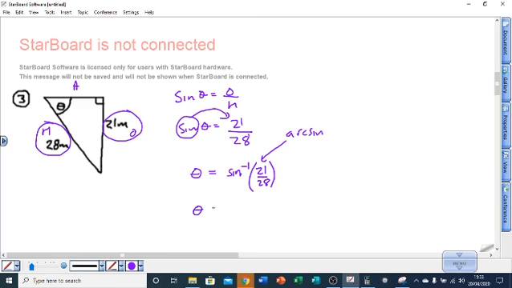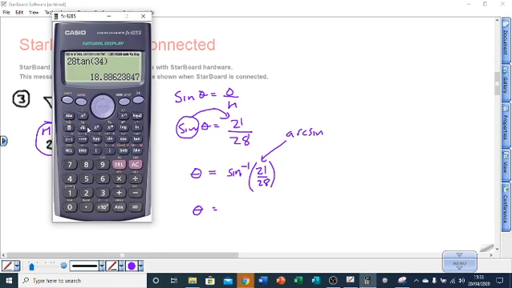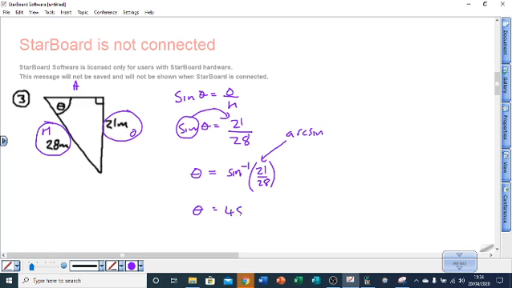And therefore theta to 1 dp in degrees is shift sin to the minus 1. And I can just do this as a fraction or a division. I'm going to do division. 21 divided by 28, and it is equal to 48.6. So 48.6 degrees to 1 dp.